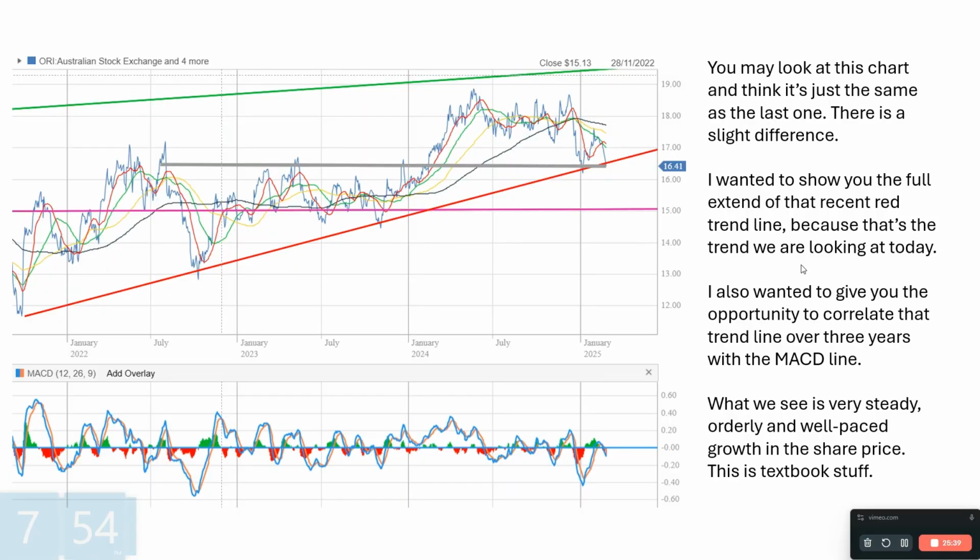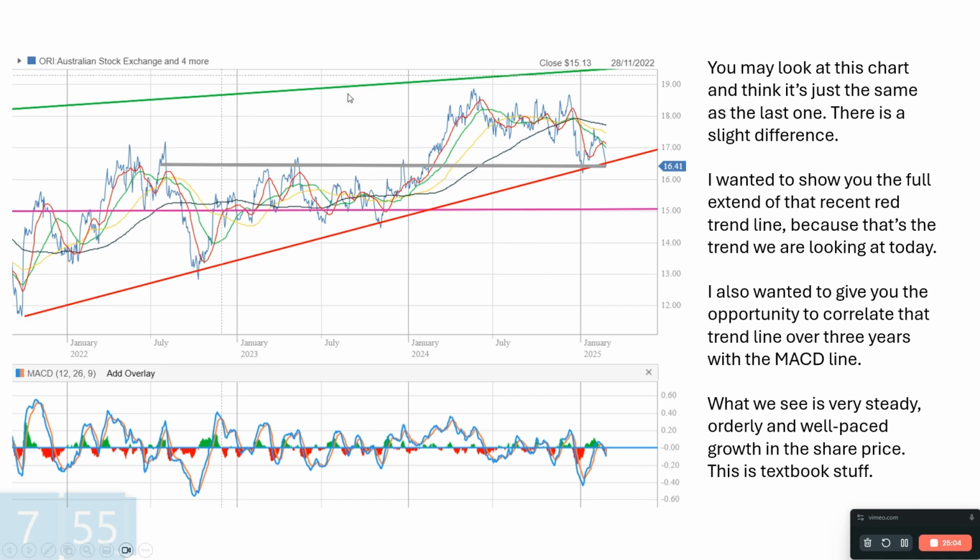So here is that chart widened out a little bit. You may think that it's essentially just the same chart, but I wanted to show you the full extent of this red trend line. That's the trend that we're looking at today. I also wanted to give you the opportunity and to encourage you to correlate the MACD line with the price line. Now, it's a jumble of lines, but you will get used to interpreting them.